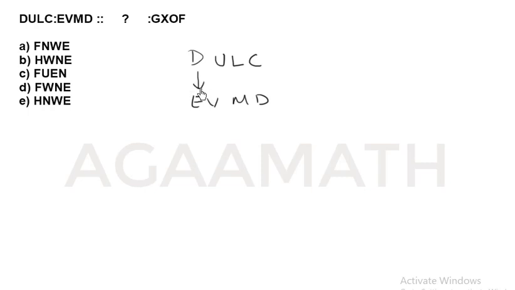Observe clearly, no letter was skipped. A, B, C, D, E: D, E; U, V; L, M; C, D. So without skipping, they have given the succeeding letter, that is the next letter of each letter: D to E, U to V, L to M, C to D. Similarly, for what word will G, X, O, F be coded like this? If you go in reverse, before E it is D, so before G it is F.